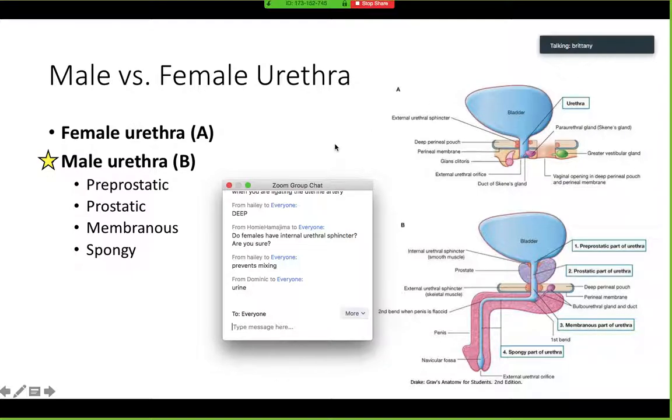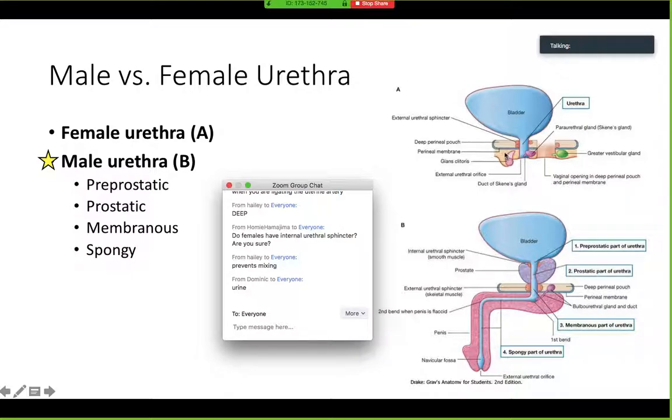All right, here we have the female urethra and then the male urethra. So 4 important parts of the male urethra are the pre-prostatic part, the prostatic part, the membranous part, and then the spongy part.